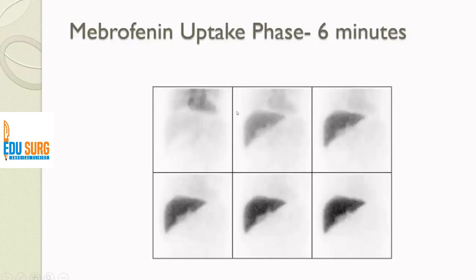This is what it looks like. Here you can see the cardiac blood pool showing the mebrofenin in the circulation. After 1 minute, the liver has already started to clear the mebrofenin from the blood pool, with increasing activity in the liver, and full clearance of the blood pool is seen within 6 minutes. This shows a very good mebrofenin uptake.